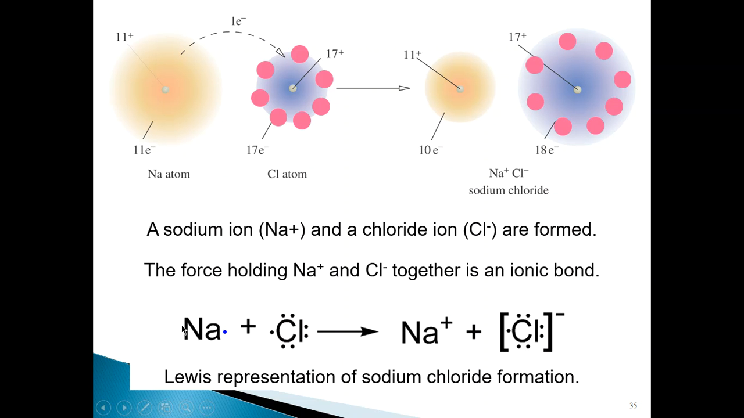So this is the Lewis representation. This is the Lewis symbol for sodium. This is the Lewis symbol for the chloride or the chlorine atom. You have the electron transfer from the sodium to the chlorine, and you end up with sodium with a plus charge and a chloride with a negative charge, and they combine to form sodium chloride.